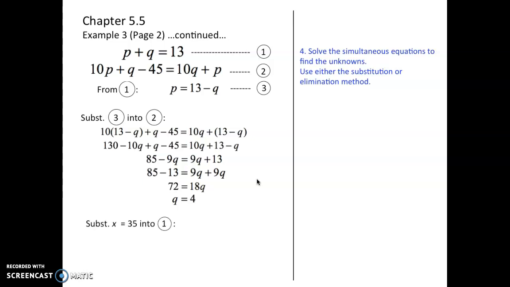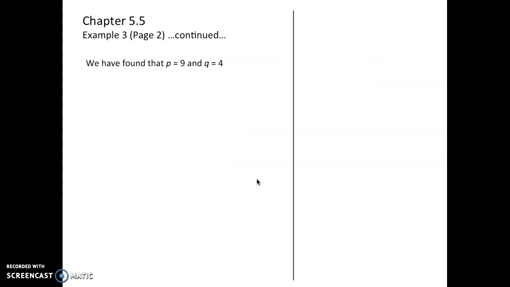Once we have q, we can try and find what our p is. So I'm going to put it into equation 1. So p is equals to 13 minus q, which is 4. Hence, p is equals to 9. Now that we have found that p is 9 and q is 4, check if your solution is correct by substituting the values back in.